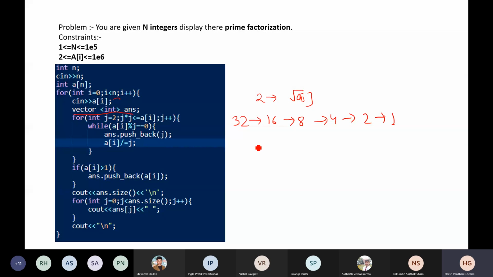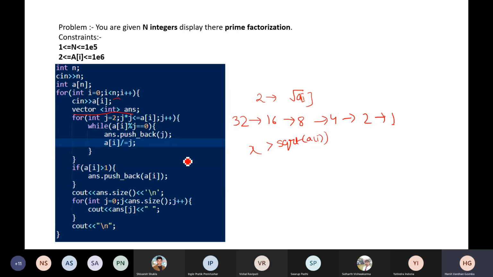And one more thing we can say is that there can be at most one prime factor x greater than square root of a_i. Can anyone say what is the reason that there can be at most one prime factor greater than square root of a_i? Yes, if both of them are larger than square root of a_i, then their product will become larger than a_i itself. So there can be at most one factor that is greater.